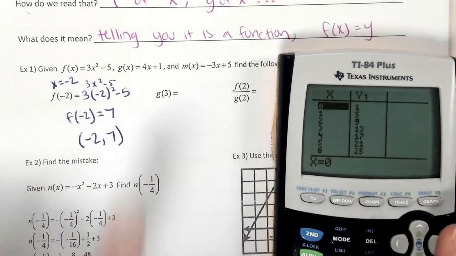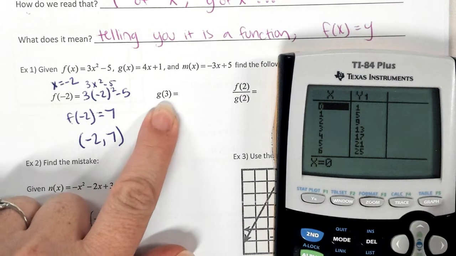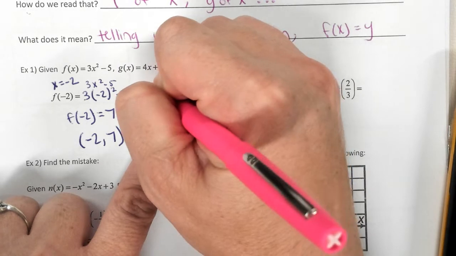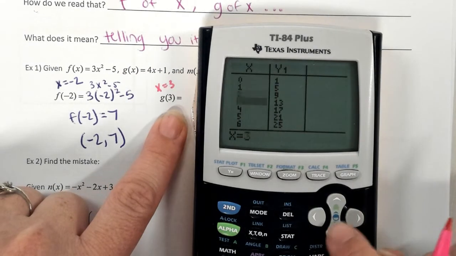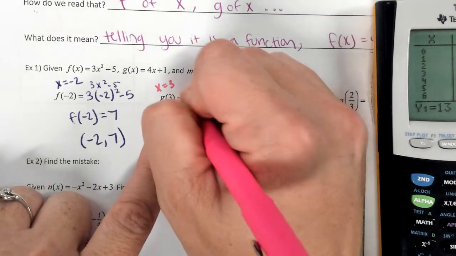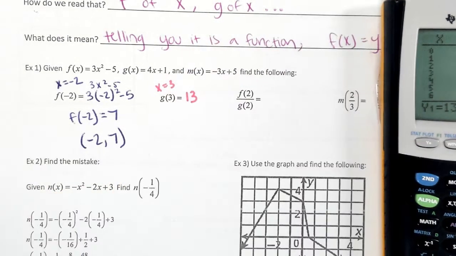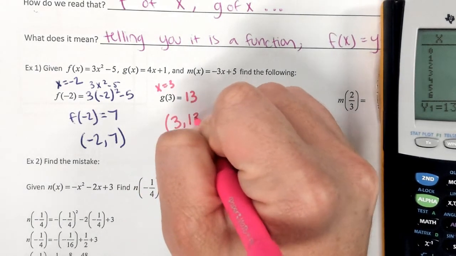Okay, and I need x to equal what? 3. So I know x equals 3 when we're trying to find y. Well, when x is 3, what does y equal? 13. There you go. Pretty simple, yes? Okay, so we're going to do another one. Now I can write this as the point 3 comma 13.